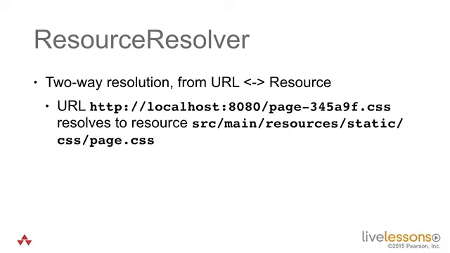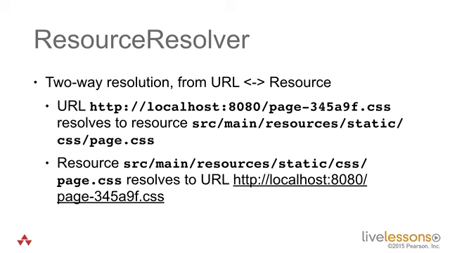The resource resolver interface offers two-way resolution between a URL and a resource to serve. So in the classic sense, you might have a URL that you're hitting, for instance, in this case, localhost:8080, and then a particular page.css file with a hash at the end of it. And this is going to resolve by Spring to a particular resource that's inside your jar. So src/main/resources/static/css/page.css. This is very similar to the resource resolving that's been in Spring for a long time.